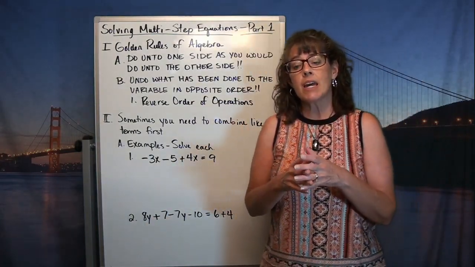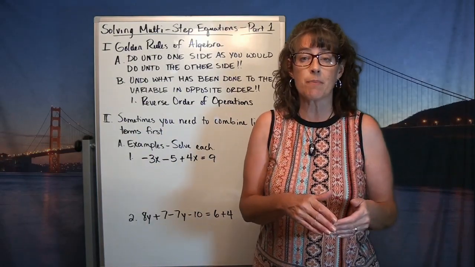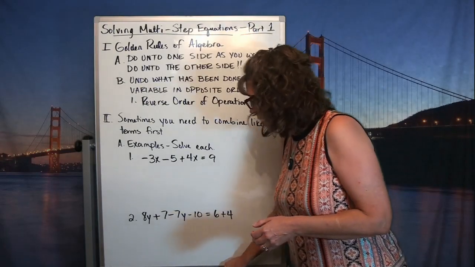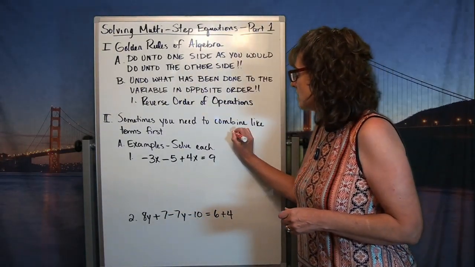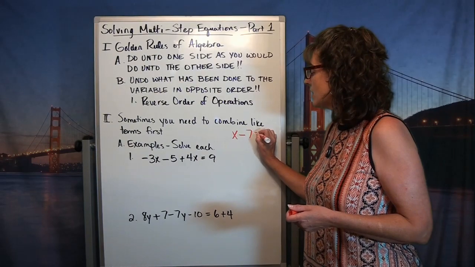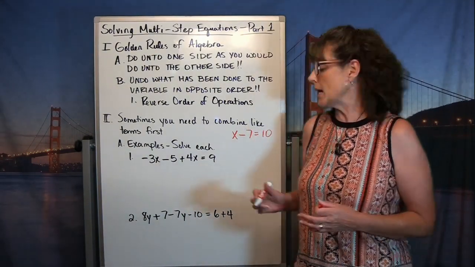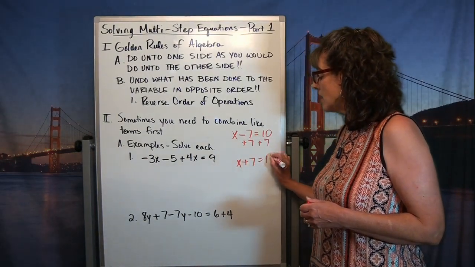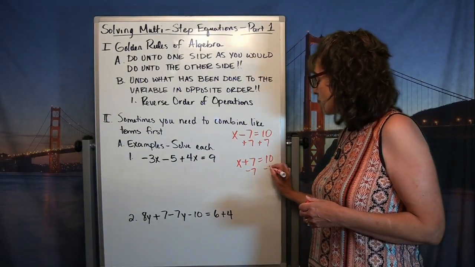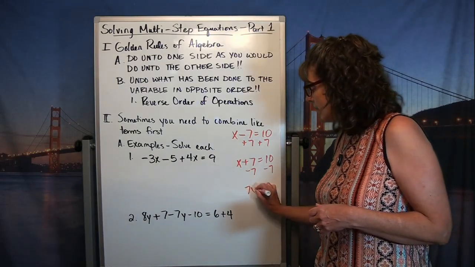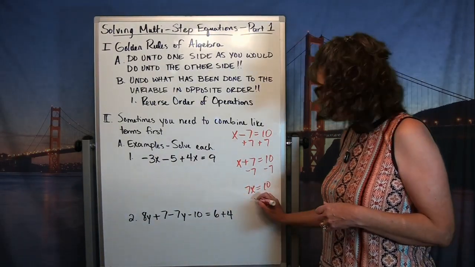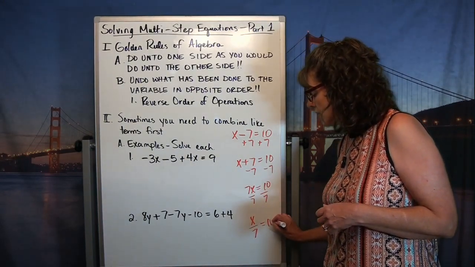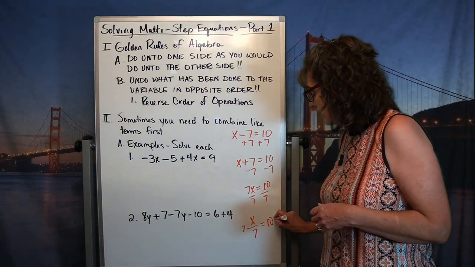Now, one of the things I like about math is oftentimes it kicks back to something I already know how to do. We already looked at those one-step equations. If I had, for instance, x minus 7 equal to 10, we knew all we had to do was add 7 to both sides. Or if I had x plus 7 equals 10, we knew all we had to do was subtract 7 from both sides. Or if I had 7x equals 10, we knew all we had to do was divide by 7 on both sides. Or if I had x over 7 equals 10, we knew all we had to do was multiply by 7 on both sides.